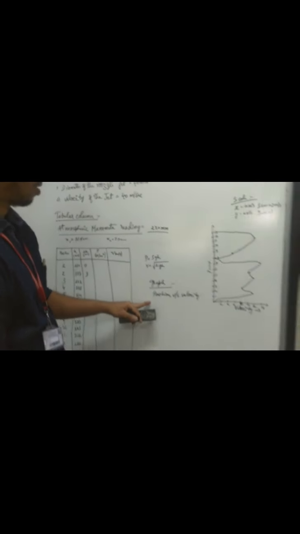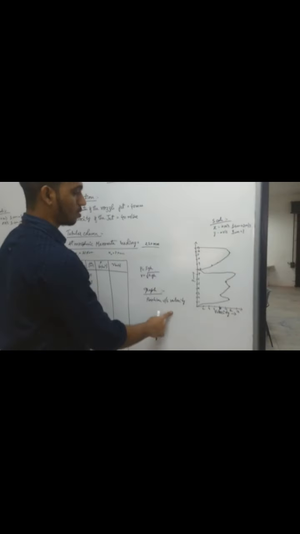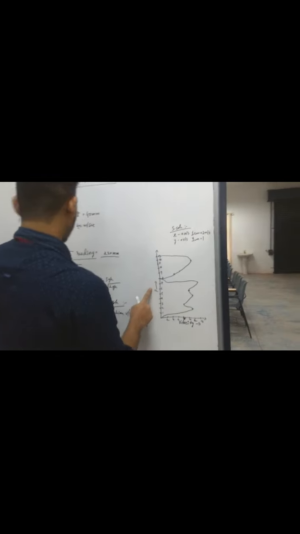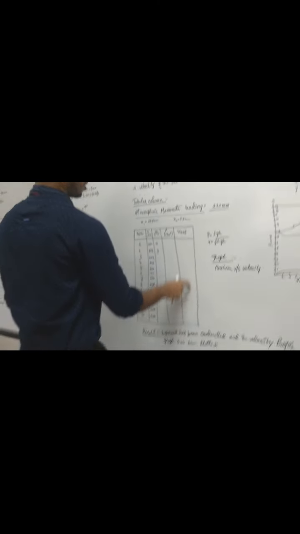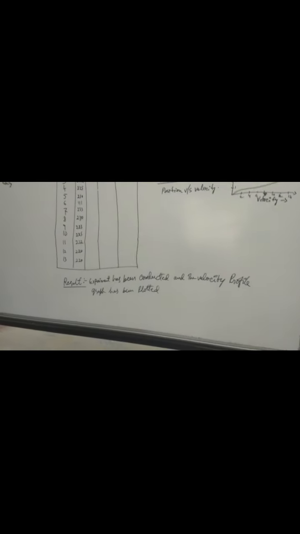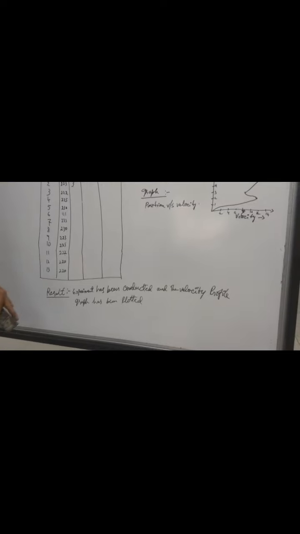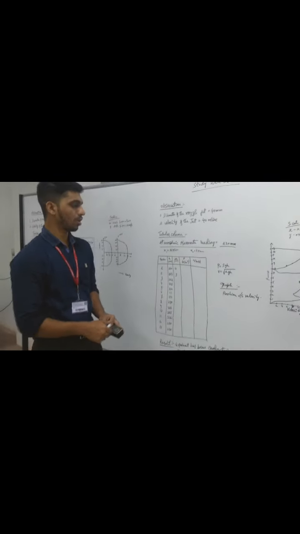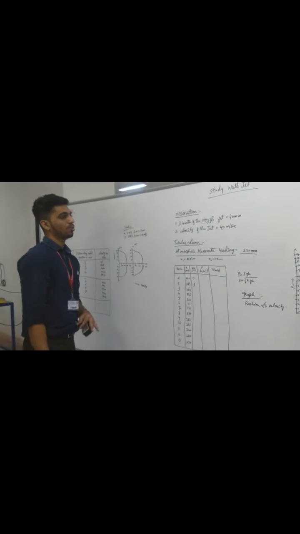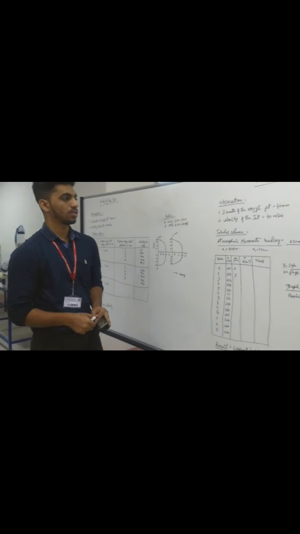After this, we have to draw the graph, position versus velocity. Position is 1 to 13 tubes, and the velocity we get from this value. So we get the graph, and finally the result for both free jet and wall jet is: the experiment has been conducted and the velocity profile graph has been plotted for both free jet and wall jet. Thank you.